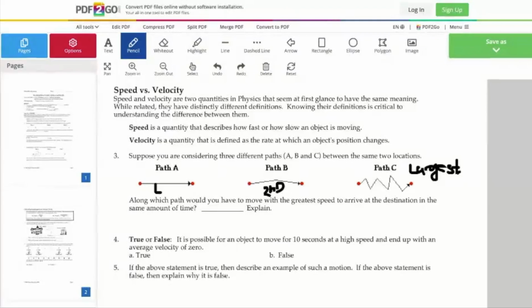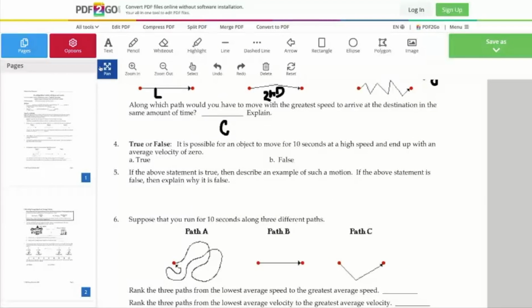Maybe my chat is lagging. We got 3 answers already. As Vishnesh said, speed is dependent on distance divided by time, right? Ultimately, they would have to have the greatest speed in path C to keep up with the other 2 people. So yes, that's correct. I'm going to keep going on. Vishnesh, you want to keep going for 4 and 5?